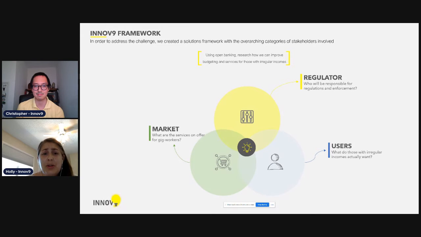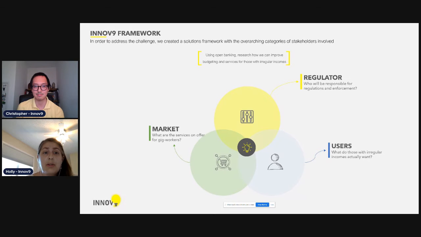Basically, who are the users? So in this case, people with irregular incomes, what are their needs? And how can a regulatory framework and a market shift to meet their needs? And the reason we chose a framework was because Canada is so new to its journey in open banking. We thought that this is something that could be applied over and over again to multiple groups within the economy to really understand what kind of system we want to build here in Canada.